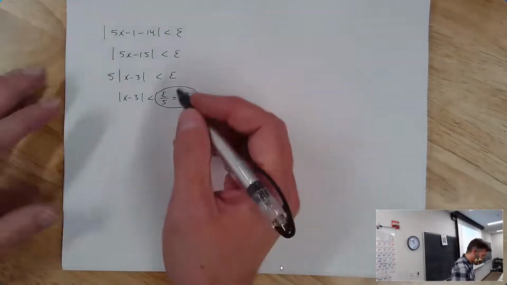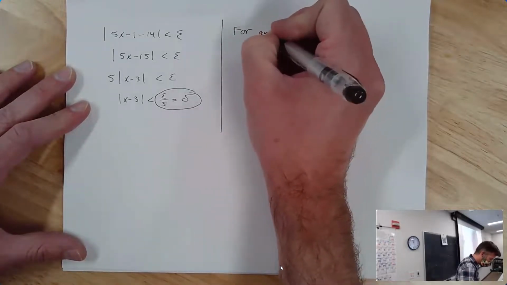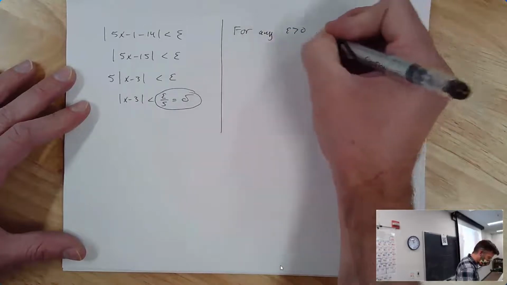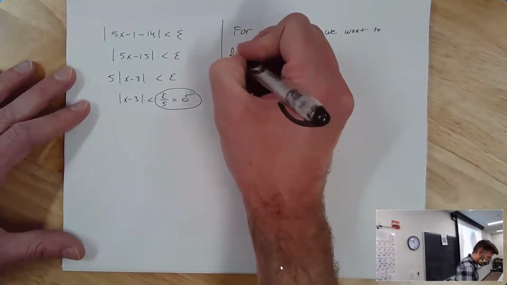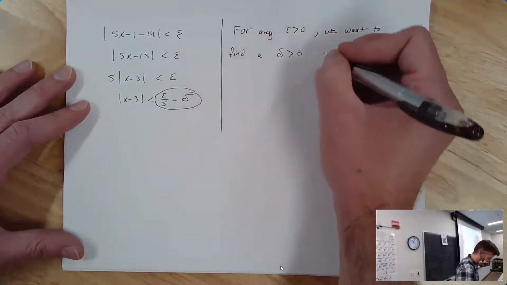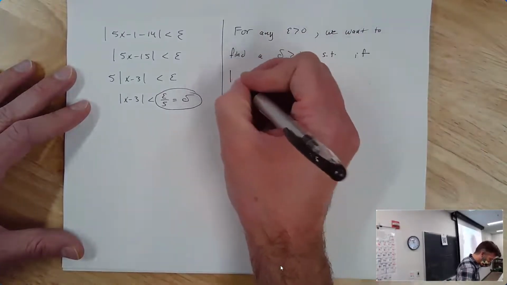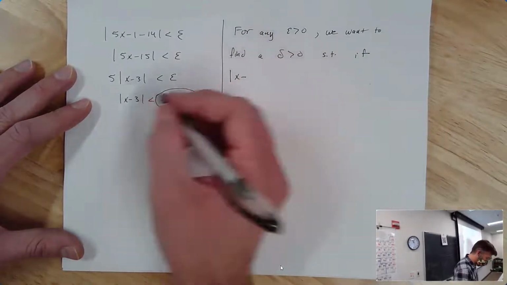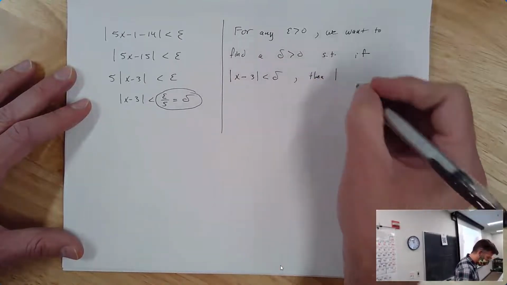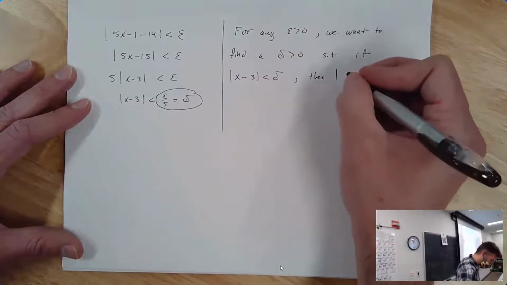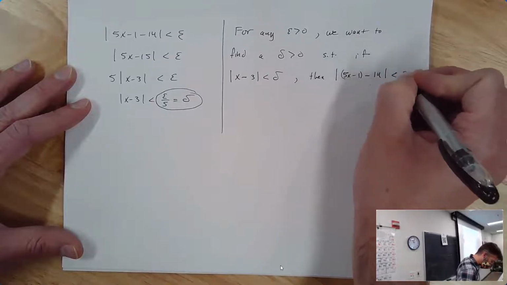But if I was writing up this proof, I would say, okay, you want to start with: for any epsilon greater than 0, we want to find, or you can just say we found it, a delta greater than 0 such that if the absolute value of x minus 3, since x is approaching 3, is less than delta, then the absolute value of f of x minus L is less than epsilon.